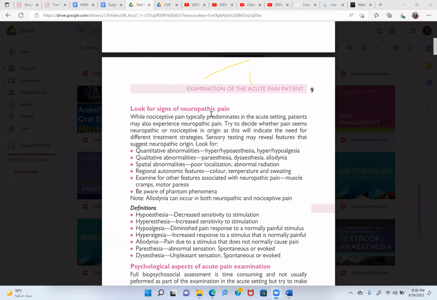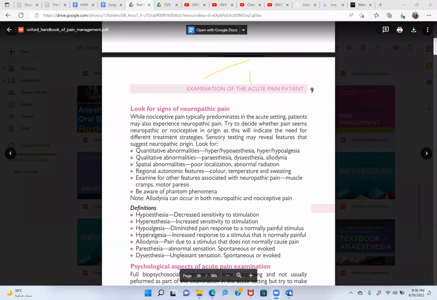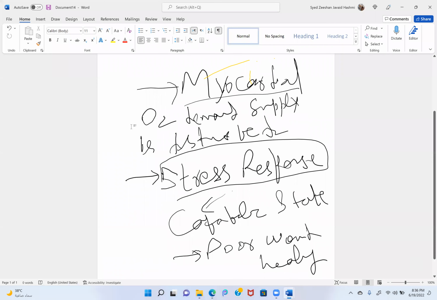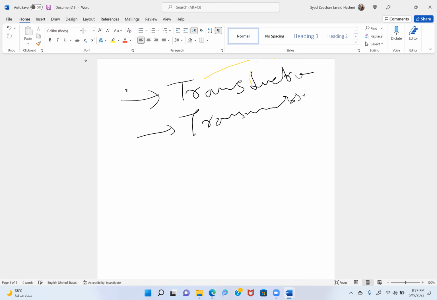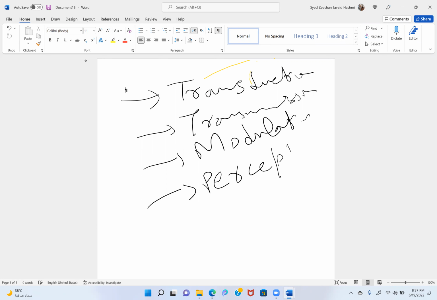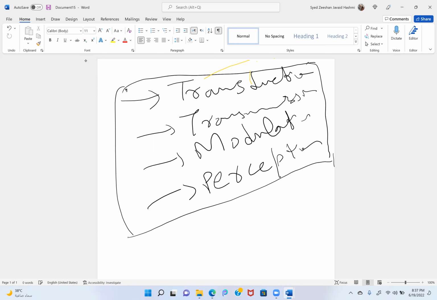I will just tell you a few words about the pain pathway. Actually there are four steps. I have discussed this a number of times. One is transduction, one is transmission, third is modulation, and fourth is perception. Why is it important? Because as a pain physician or pain specialist or in acute pain management, we have to try to cover all these four steps.